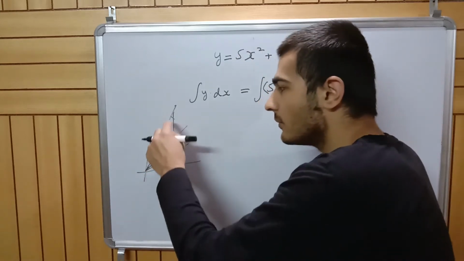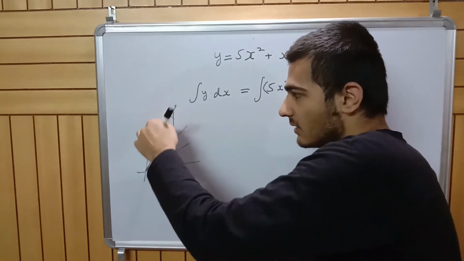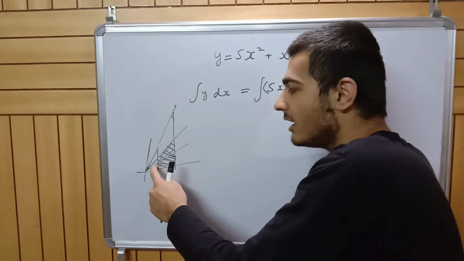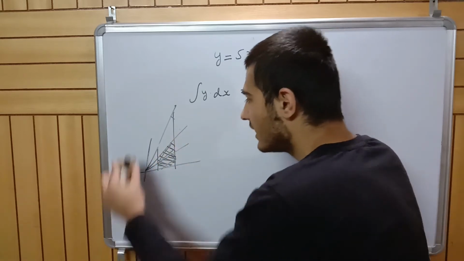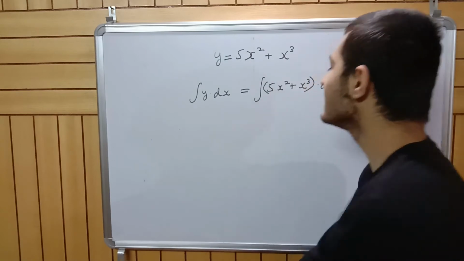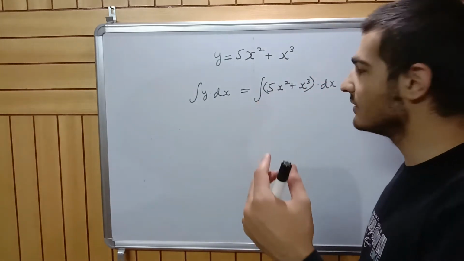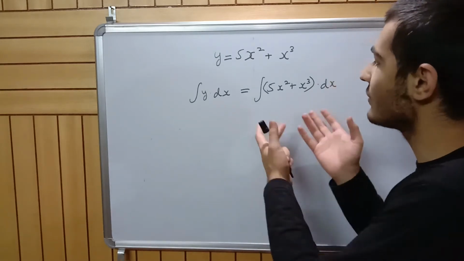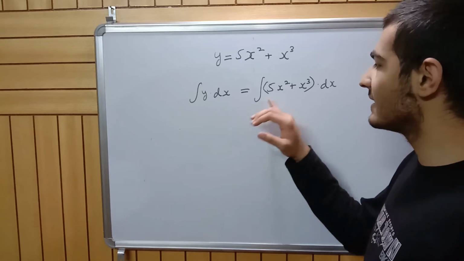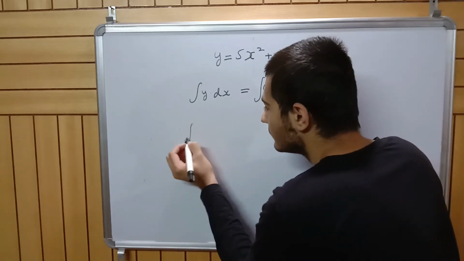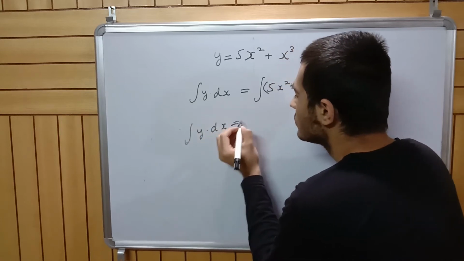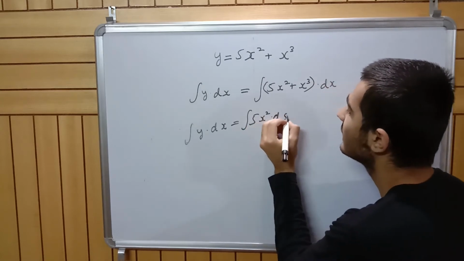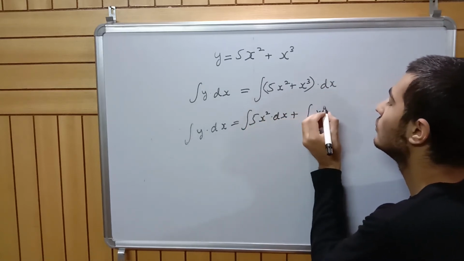So if I have to find the area under this line, I can simply find the area under this line and then add to that the area under the second line here. So that is what is being done here also. I can simply distribute my integral, okay. Just in the same way I was distributing my derivative, I can distribute the integral sign here also. So what it becomes is the integral of y dx equals the integral of 5x square dx plus the integral of x cube dx.